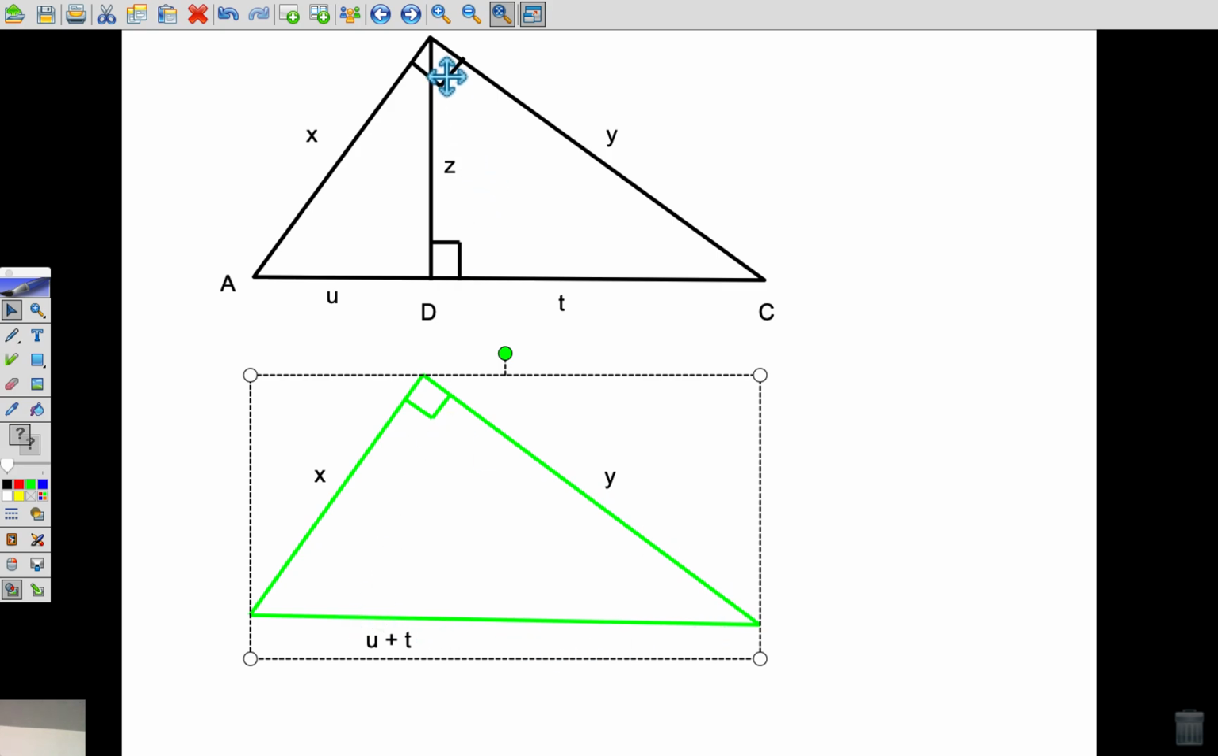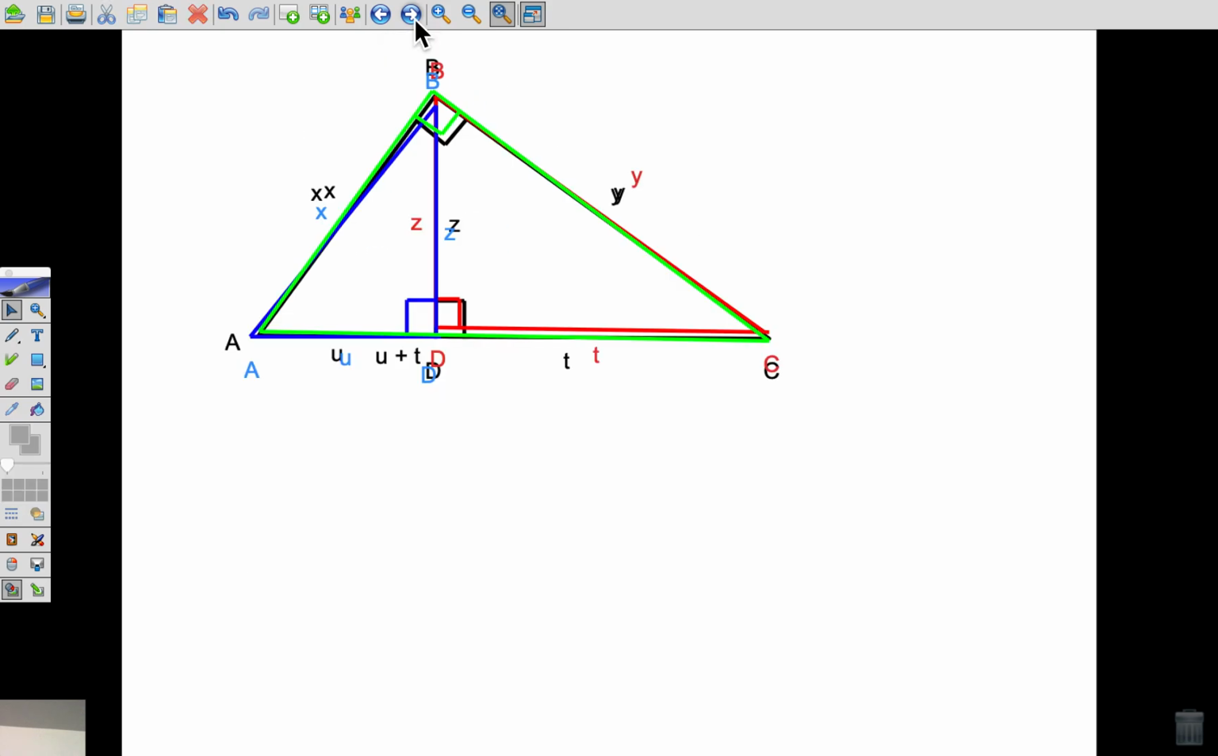Now, as you can see, we have a small right triangle here, which has sides x, u, and z. And we also have a medium-sized right triangle, which has sides z, t, and y. So really we have three triangles in this one giant triangle in black here. So what we're going to do is pull this apart.